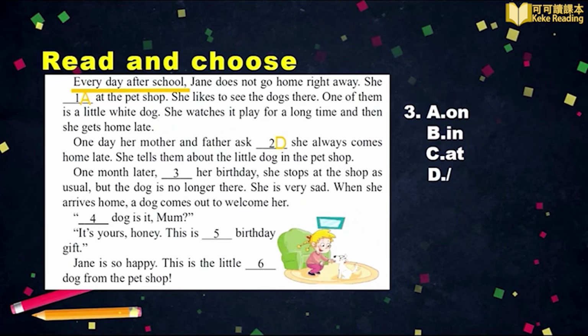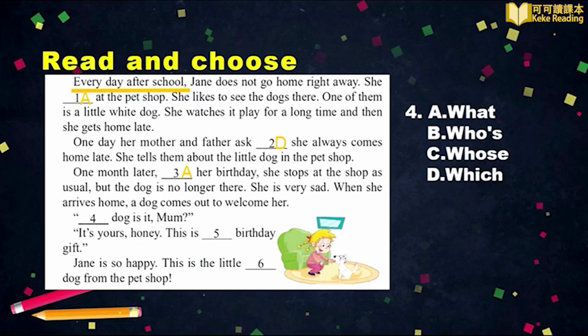Number 3. 1 month later. Something her birthday. 看选项，我们能猜出这里想要说在她生日那天。因为我们的生日是具体的日期，所以 we choose A. On her birthday, she stops at the shop as usual, but the dog is no longer there. She is very sad. When she arrives home, a dog comes out and welcomes her.